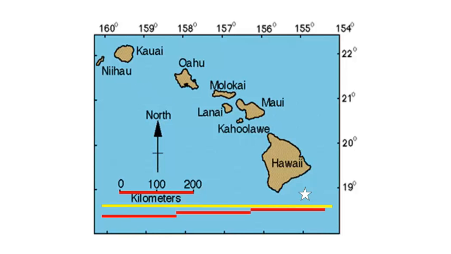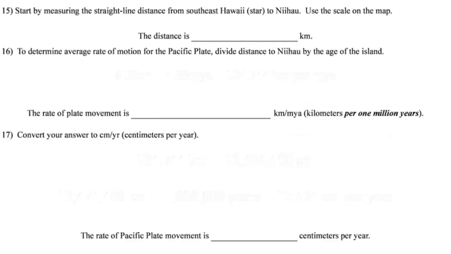So what I'm going to do now is walk you through these particular questions. I'll explain them, and then on the next slide I'll give you the answers. So if you just want to ignore me, go ahead and go to the next slide. For the first question, start by measuring the straight line distance from southeast Hawaii to Niihau using the scale on the map. We've already done that: 610 kilometers.